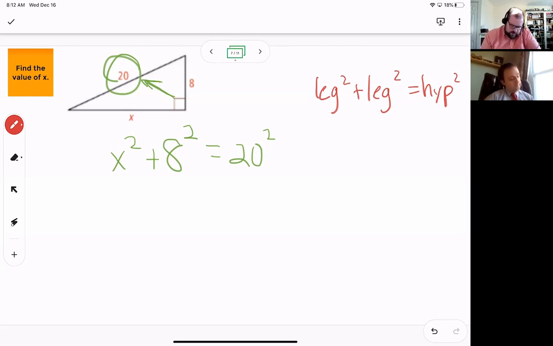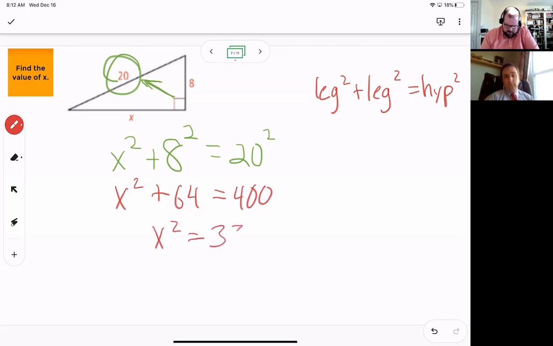All right. So we've got X squared plus 64 is equal to 400. And that gives me X squared is equal to 336, which I do not think is a perfect square. I do not think so. 324 is, but not 336. Yeah. So this is an example of not a Pythagorean triple. You can leave this as the square root of 336.